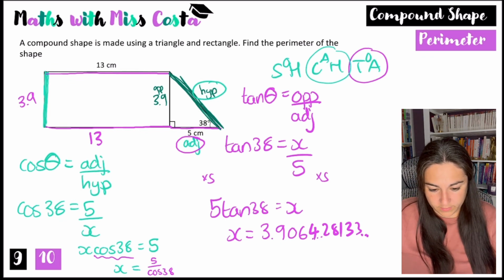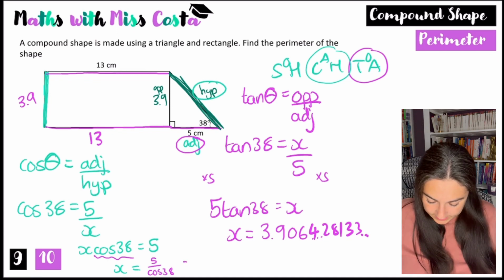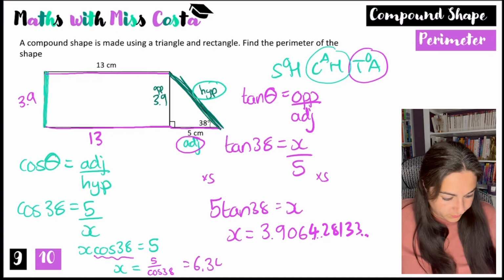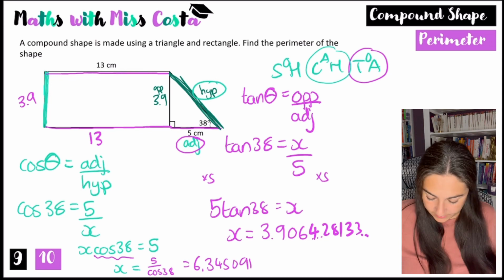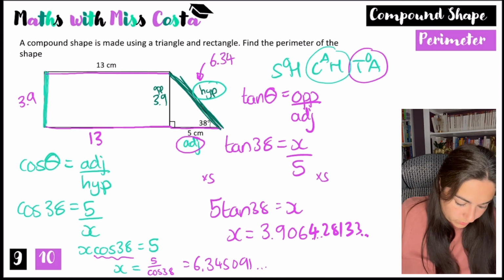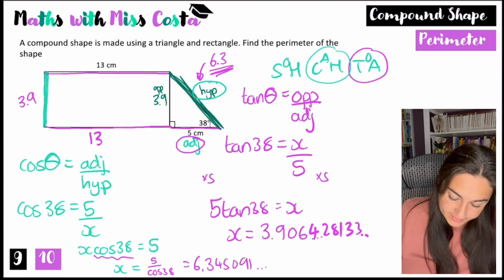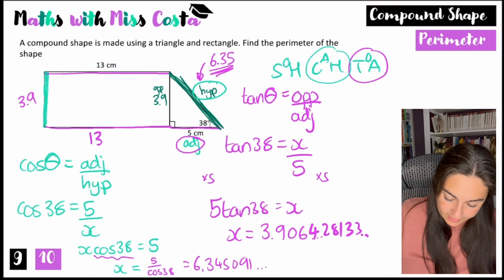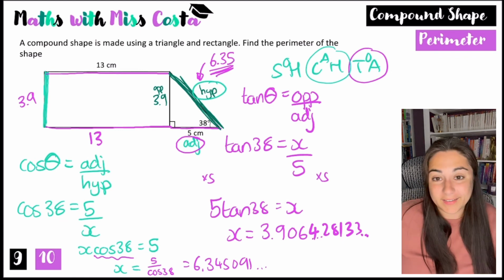5 over cos 38 is 6.345091... Okay, so this length here would be 6.34, okay, 6.345, so we'd round that to 6.35.